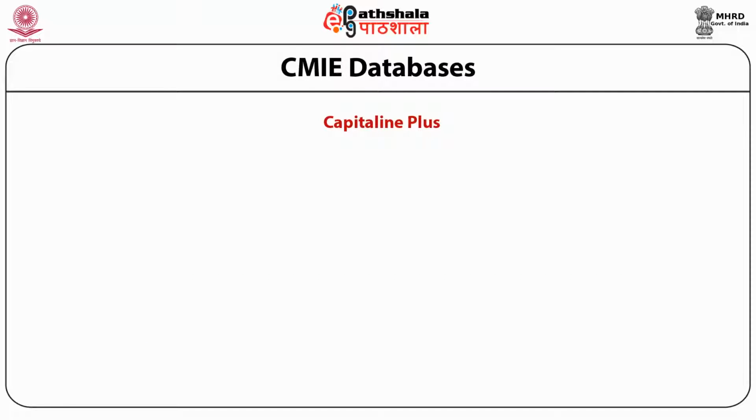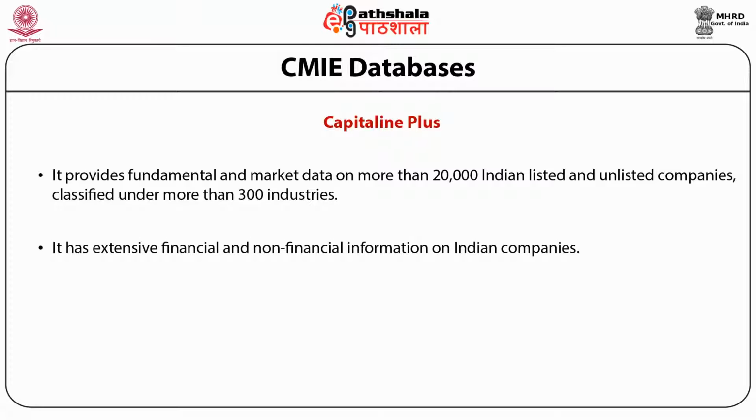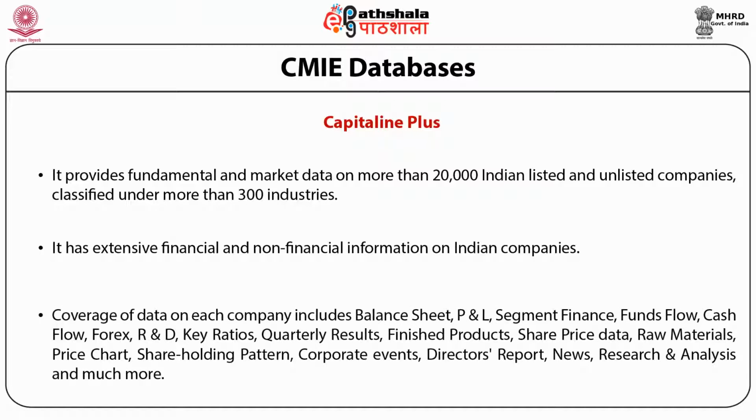Capital Line Plus. Capital Line Plus is a major corporate database and provides fundamental and market data on more than 20,000 Indian listed and unlisted companies classified under more than 300 industries. It has extensive financial and non-financial information on Indian companies. Coverage of data on each company includes balance sheets, profit and loss, accounts, segment finance, funds flow, cash flow, foreign exchange, research and development, key ratios, quarterly results, finished products, share price data, raw material, price chart, shareholding pattern, corporate events, director's report, news, research analysis, and much more.